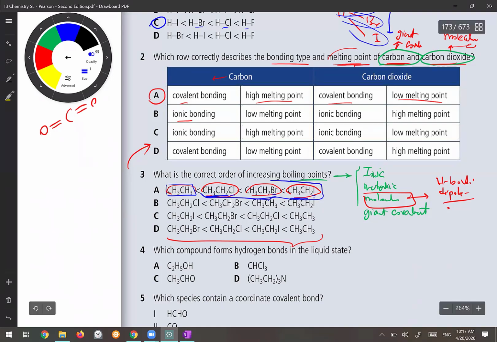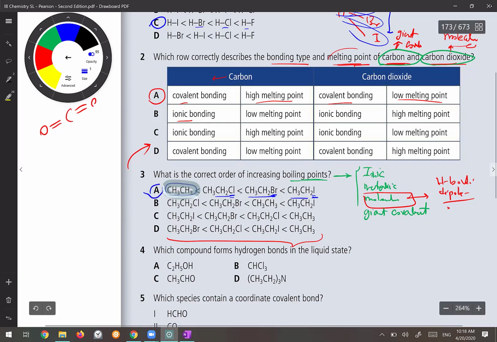But if we want to compare these, all of them are polar, so they have dipole-dipole attraction. None of them has hydrogen bond, but the halogen is different. Here you have chlorine, here you have bromine, here you have iodine. And you know iodine is the most massive among them. So when your molecule has higher molecular weight, the London dispersion force is stronger. So CH3CH2I has the highest London dispersion force between its molecules, then CH3CH2Br, then CH3CH2Cl. And CH3CH3 has only London dispersion force, which is weak. So if we want to order them in order of increasing boiling point, the answer would be A.